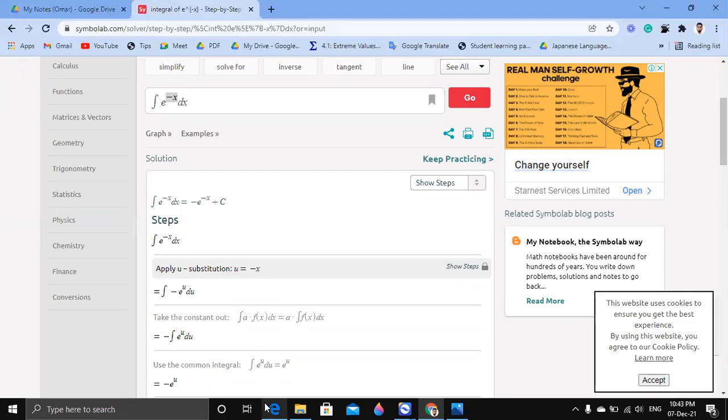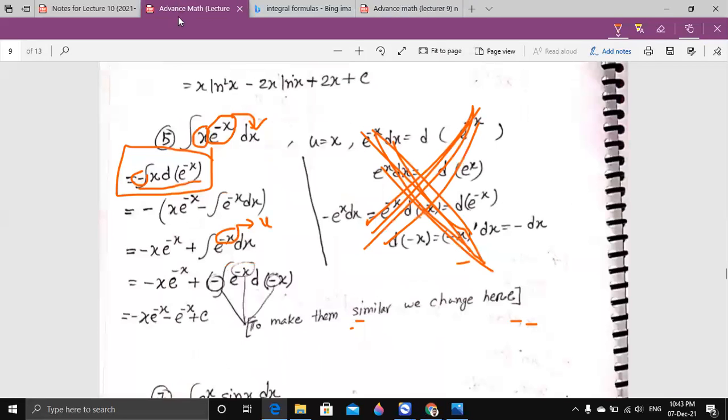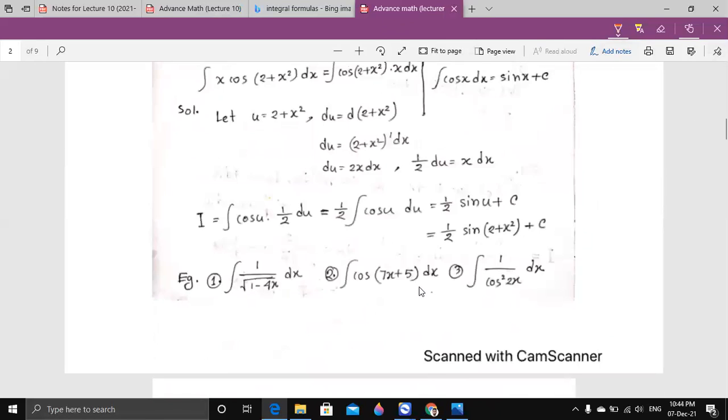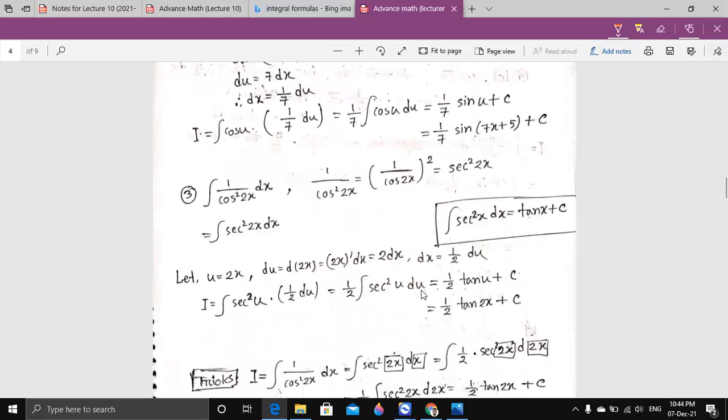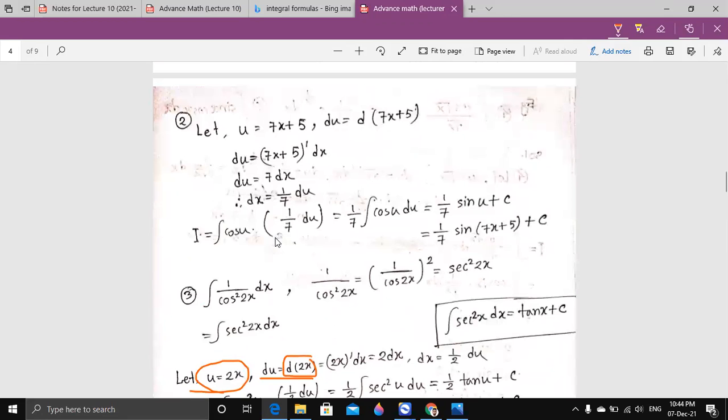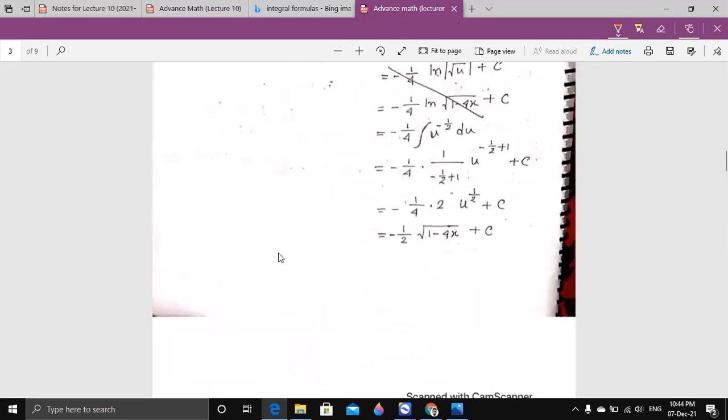Oh yeah, we need to go back to our previous lecture. What is the substitution rule? Do you remember, guys, the substitution rule? If we let u be equal to 2x, then we have to differentiate on both sides, and then we have to find the value of this part. For example, let me give you a simple example.